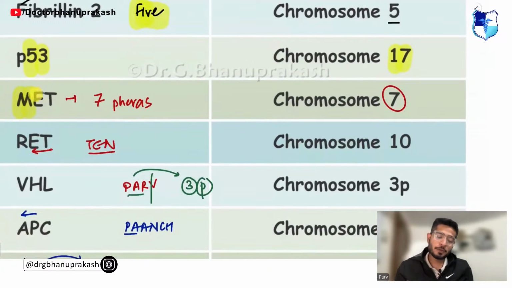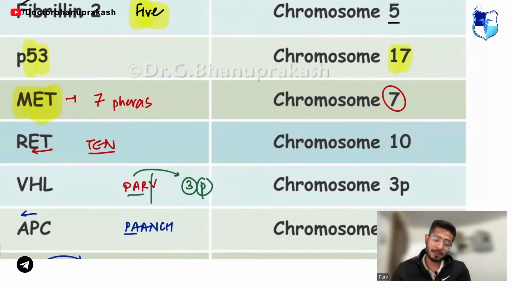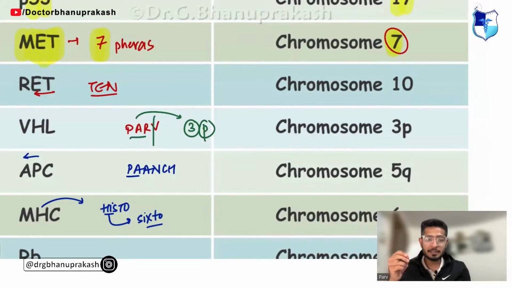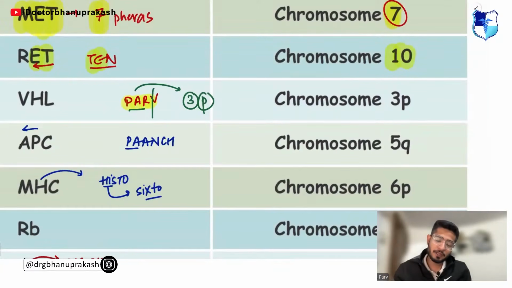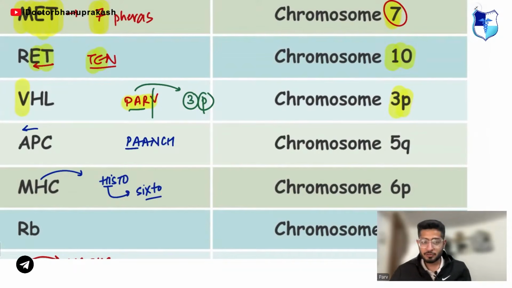MET: if 2 people have met in Hindu culture, they will undergo 7 pheras. So if 2 people have met, 7 pheras, chromosome number 7. RET: T and E are coming, so 10, chromosome number 10. VHL: from my name you can remember, like Parv. If you remove V from my name for VHL, only 3 letters remain. So 3P is the trick to remember that.